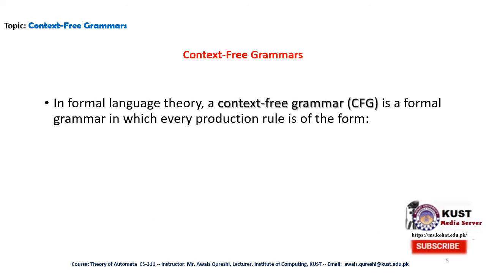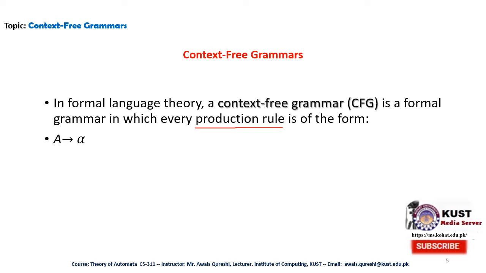In formal language theory, a context-free grammar is a formal grammar in which every production rule is of the form. So this is the rule which is called a production rule. Production rules means that it produces some strings. Why do we call it a production rule? Because with the help of this production rule, we can generate different strings.